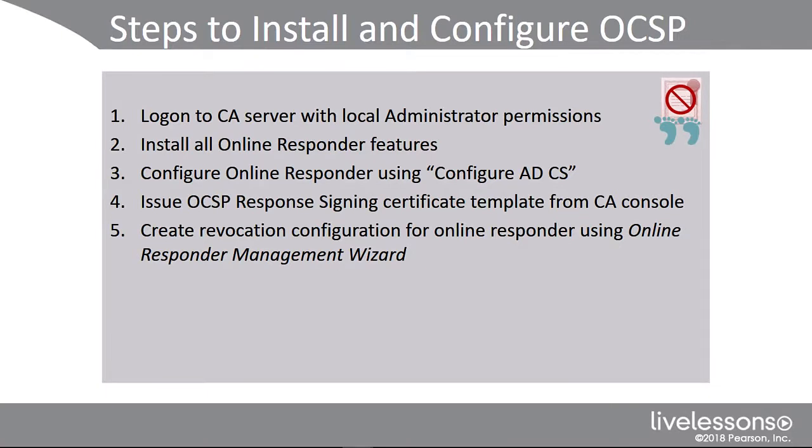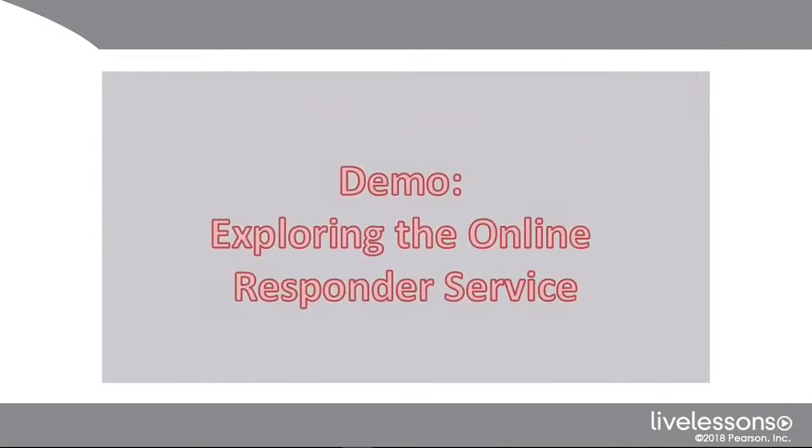So similar to installing the Active Directory certificate services, there's an installation piece and then there's a configuration piece. You'll then issue the response signing certificate template from the CA console, and then we're going to create our revocation configuration for Online Responder using the Online Responder Management Wizard. Whenever you have a wizard, you already know it's going to be a lot easier than walking through those steps individually. So let's step back out to our image and explore the Online Responder service.